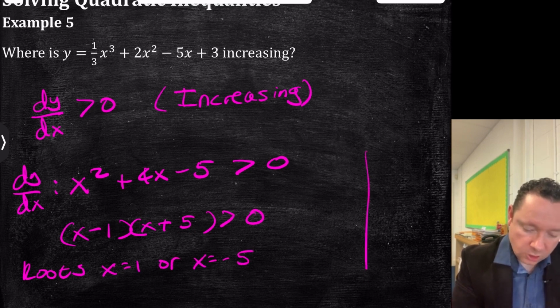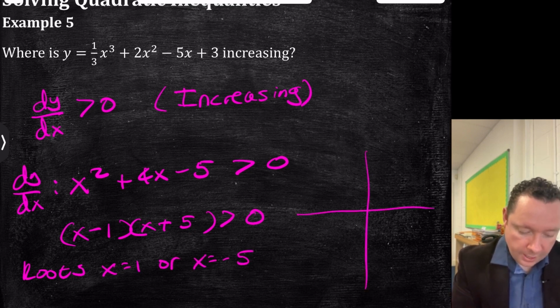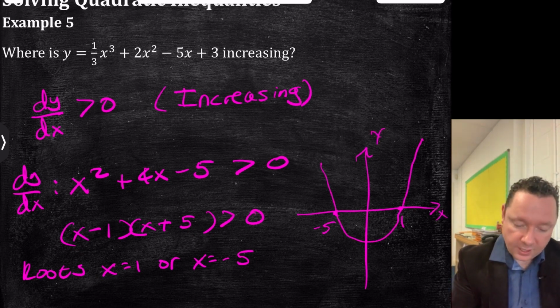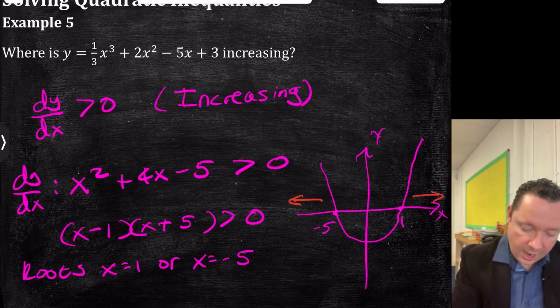So we can draw a picture. It's a positive x squared, so let's put a minus 5 and 1. My pictures are very inaccurate, but it doesn't have to be accurate because it's just a quick sketch. We want it to be greater than 0, so it's above the x-axis. What's above the x-axis? This side, because it keeps going that way, and this side. So that means that x is less than minus 5, or x is greater than 1. And we're done there.